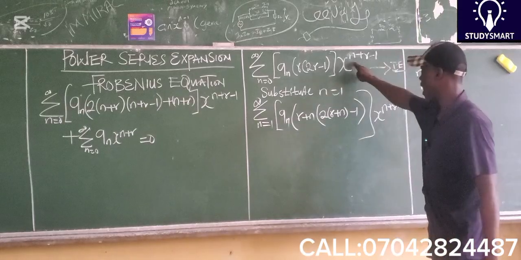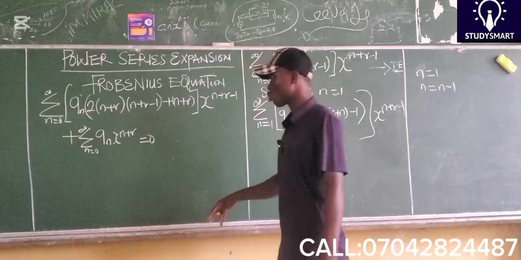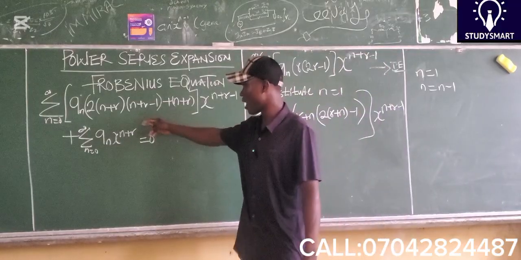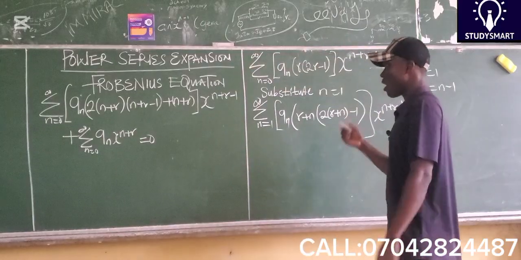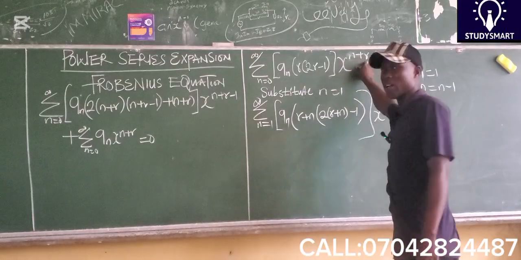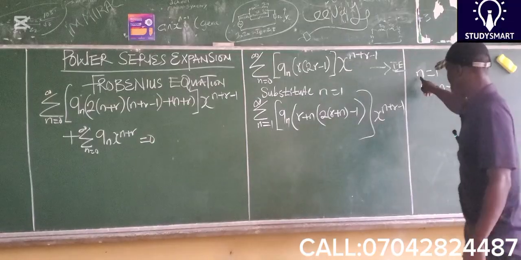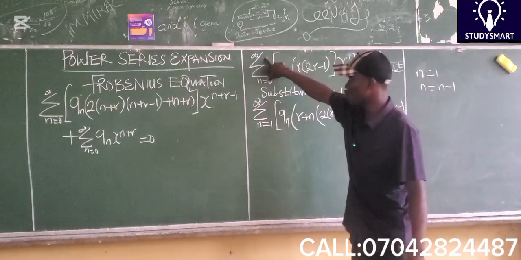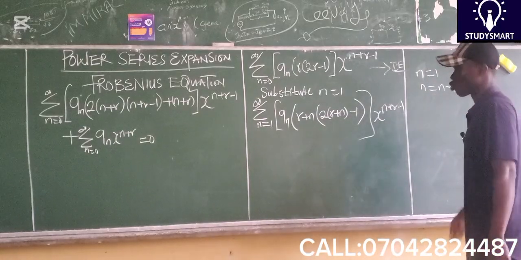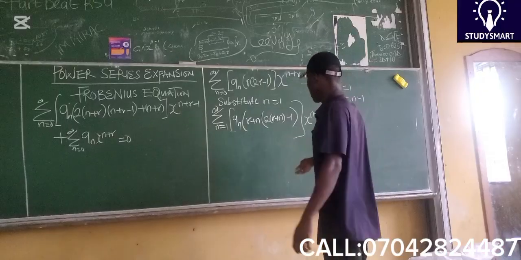All right, so if you check here, I have n plus r minus 1, and for the last term here, I have n plus r. So if you check very well, the only thing missing from here is minus 1. So I need to assume my values in such a way that it will give me the similar powers of x. The only way I can achieve that is by substituting n equal to 1 in this summation and then substituting n equal to n minus 1 to this last term here.